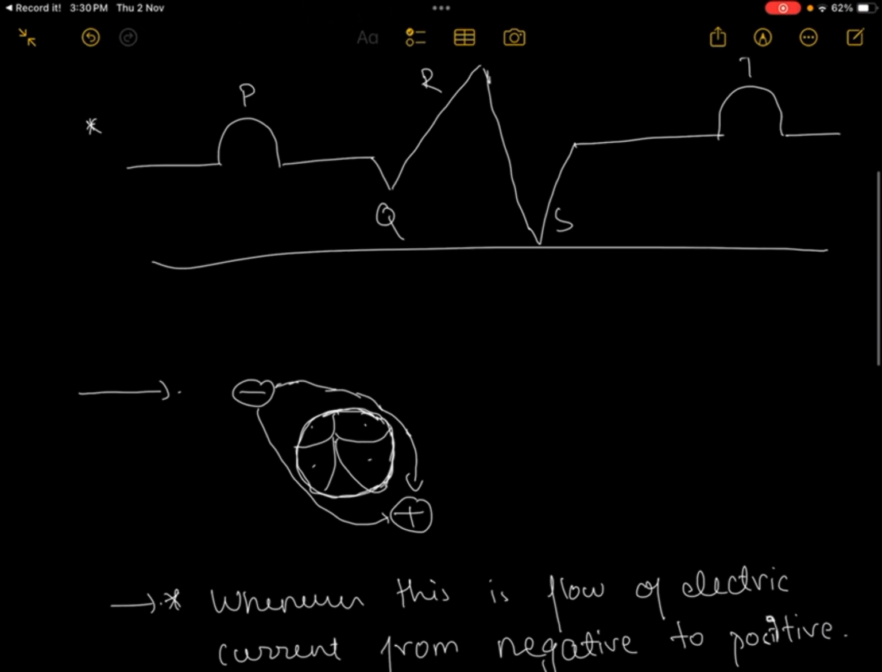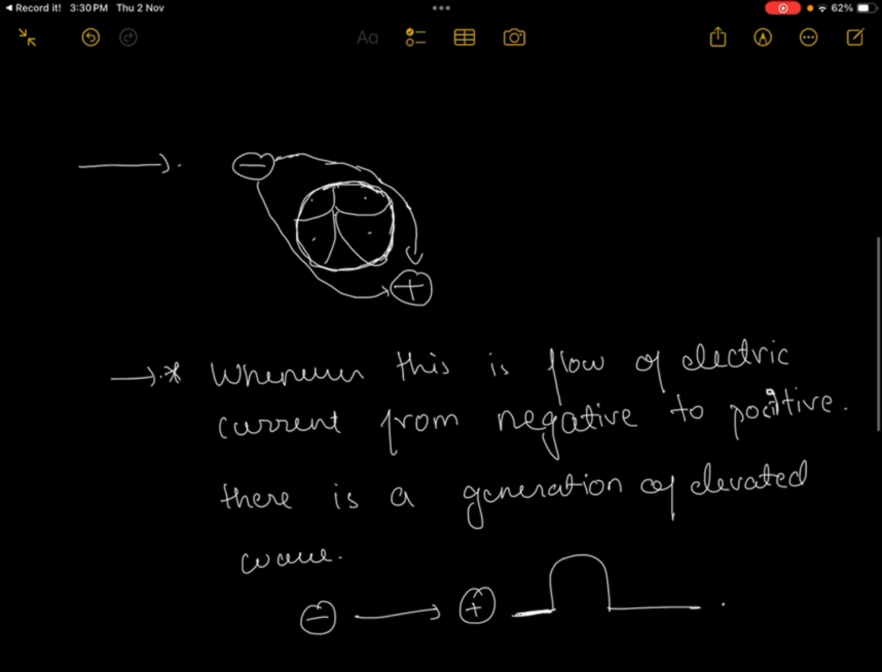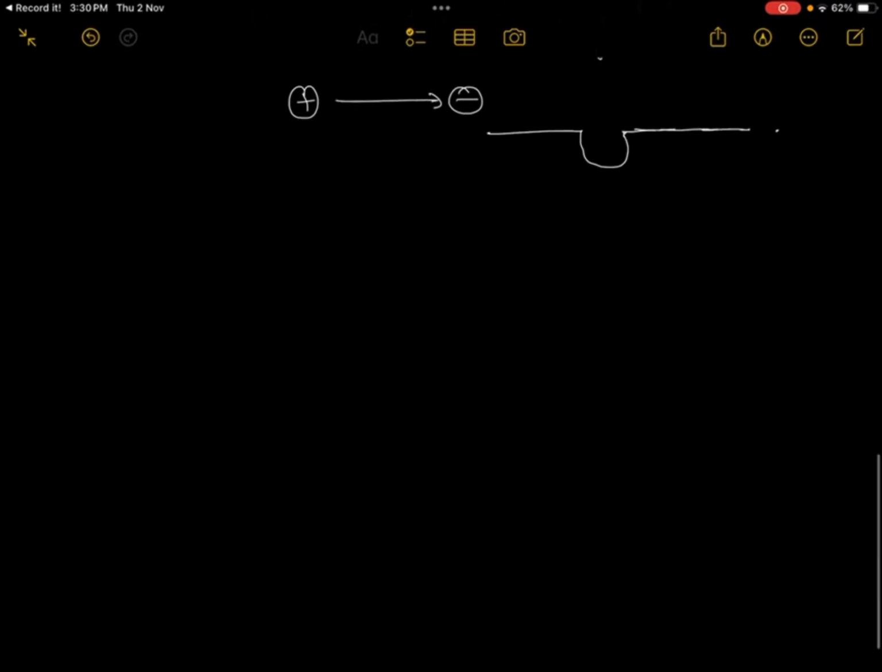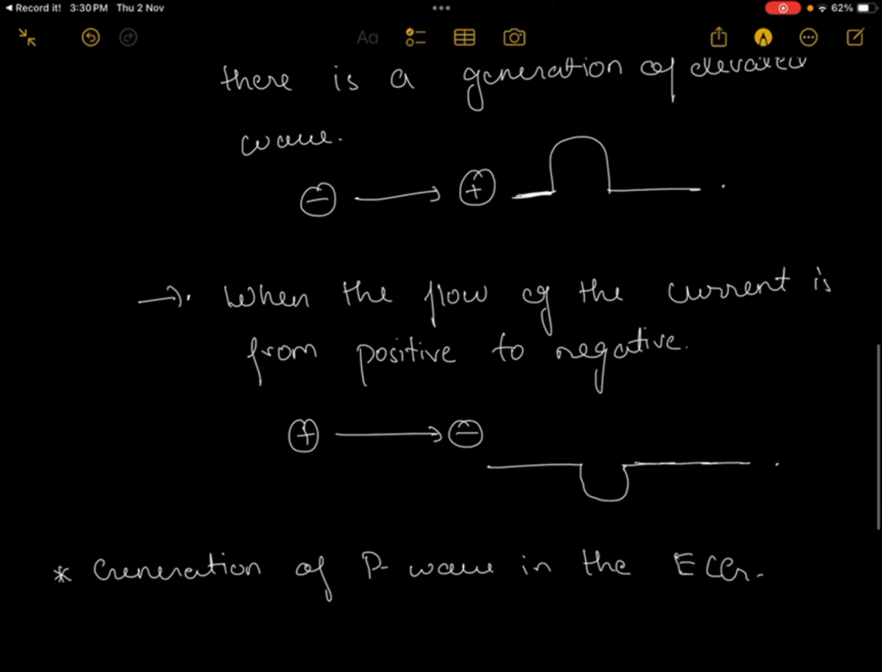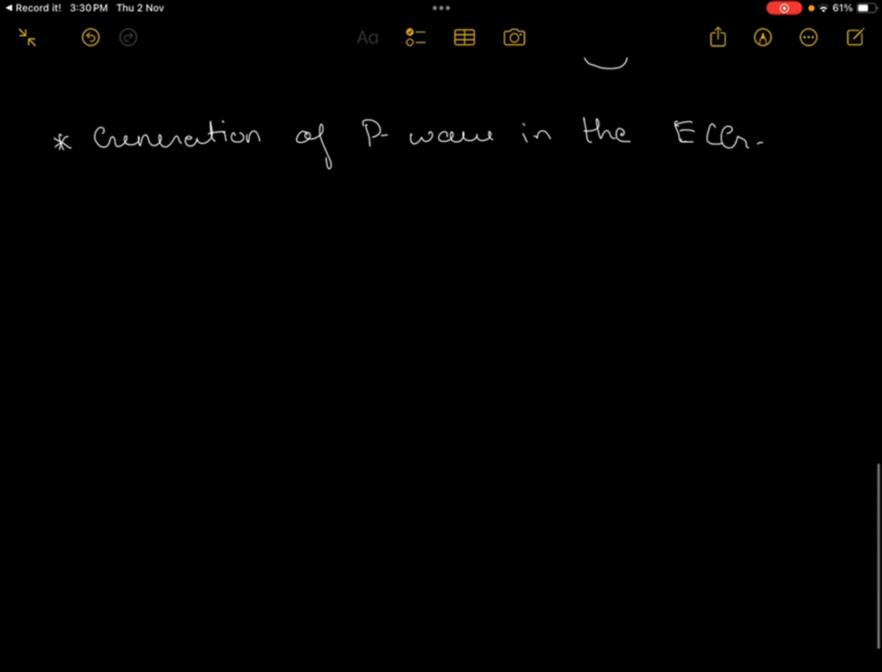Hope you might have got this topic. So let us start with the recording of ECG, how this pattern arises. So let me start with how the P wave is generated. Generation of the P wave in the ECG. So let me take the same diagram which I have drawn above. So this is our heart, this is the negative electrode, and this is the positive electrode. Consider this is the right atrium, left atrium, right ventricle, and left ventricle. So this is our right atrium.